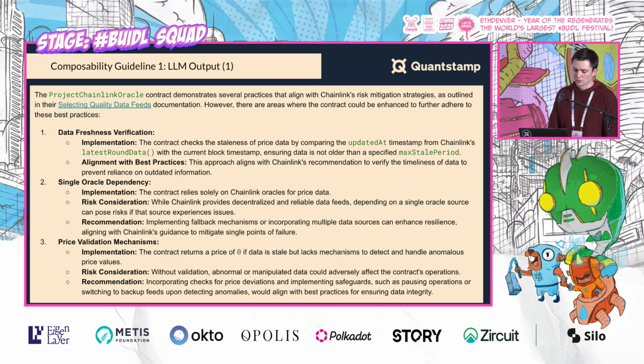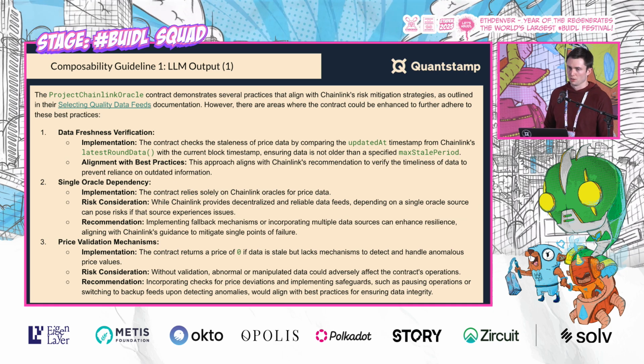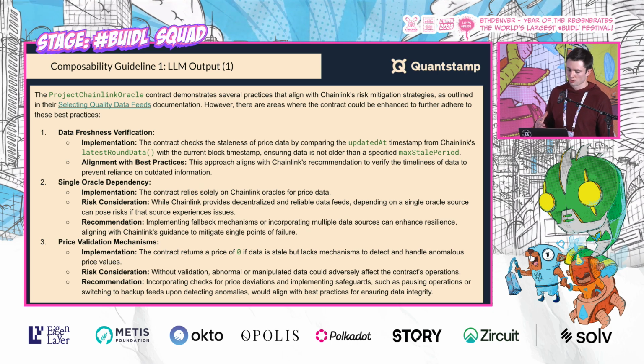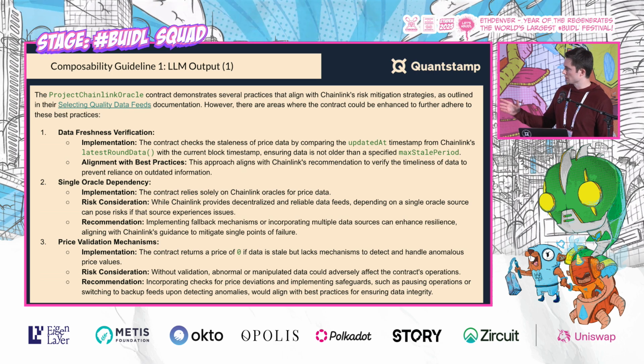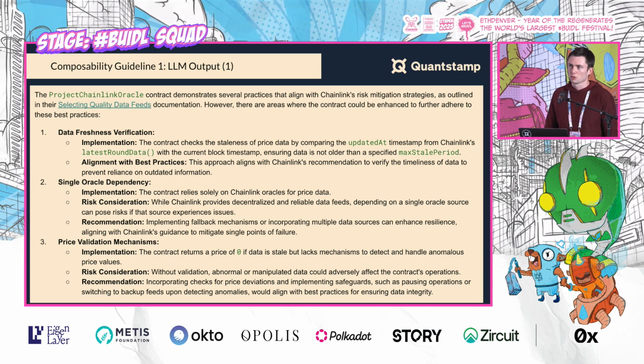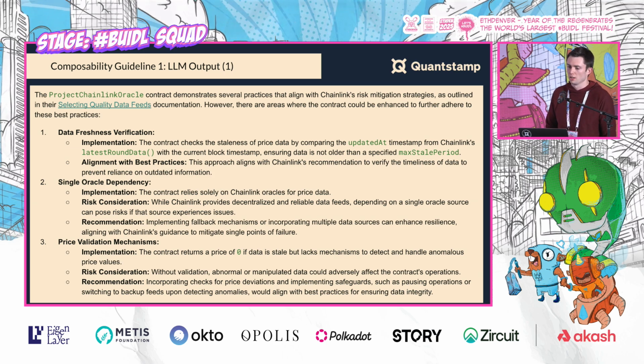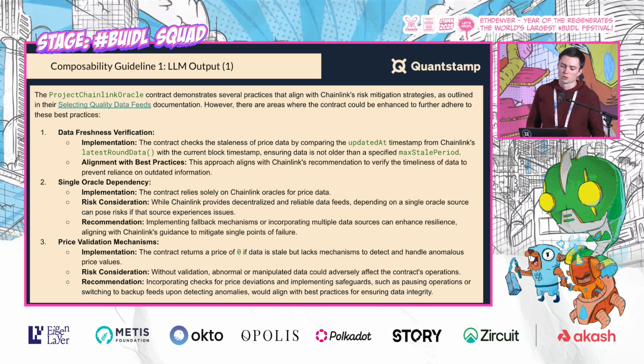We see that we get concerns about data freshness verification. We don't want any stale data coming from the Chainlink oracle, and so we need to manually validate that within the contract. We see that it brings up the issue of single oracle dependency. So any protocol that uses oracles and needs data at all times should probably have some kind of data availability where we're using multiple oracles.